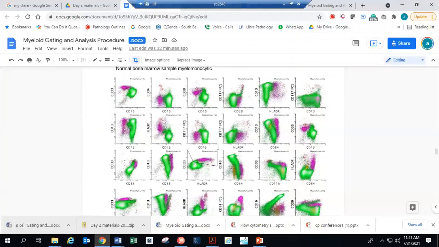But at the same time, the spectrum of CD14 is going to be much lower in the case of granulocytes. And despite that, there will be a spectrum of CD14 if there are immature cells. This is not much of immature here, but if there are immature, there will be a spectrum of CD14, but they will still be very bright as compared to the grans or myeloids.